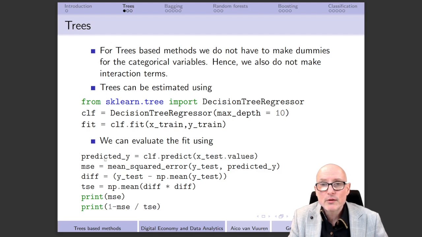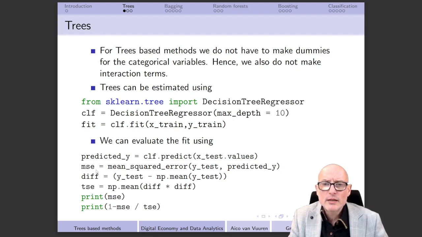Then we're going to have the predicted value stored in this predicted y, and we can calculate the mean squared error by comparing the y values with respect to our test sample, so the real asking prices, to the predicted asking prices that we have just calculated in the previous line. And then we get the mean squared error. We're going to store that into MSE.